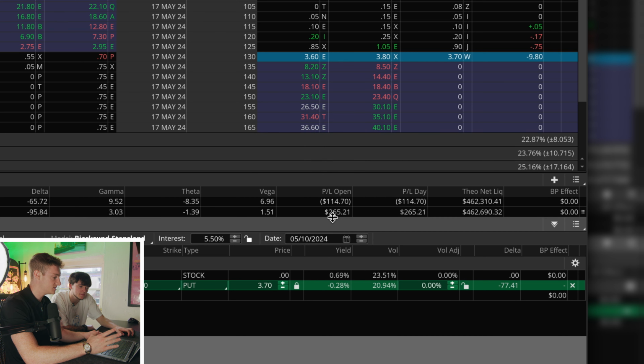Now, what we can see here under P&L open is on Friday, if we hit our stop loss, we're going to lose $115. But if we hit our take profit, we are going to make $264. We want to figure out what the actual risk to reward is going to be.